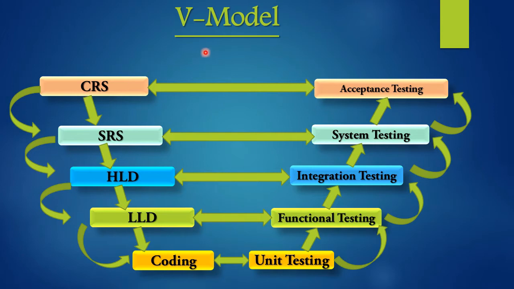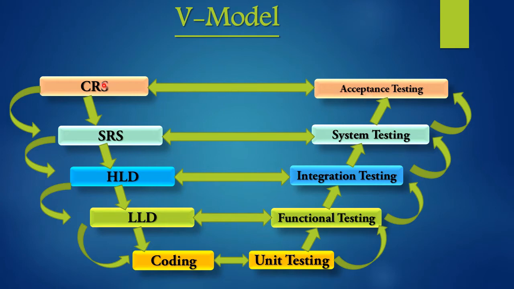This is the V model. Firstly, the BA gathers the requirement from clients in the form of CRS, and then the testers are involved in reviewing that CRS, and if they find some mistakes in the CRS, then the client needs to send an updated CRS. At the same time, the testers write the acceptance testing test plan and acceptance testing test cases.